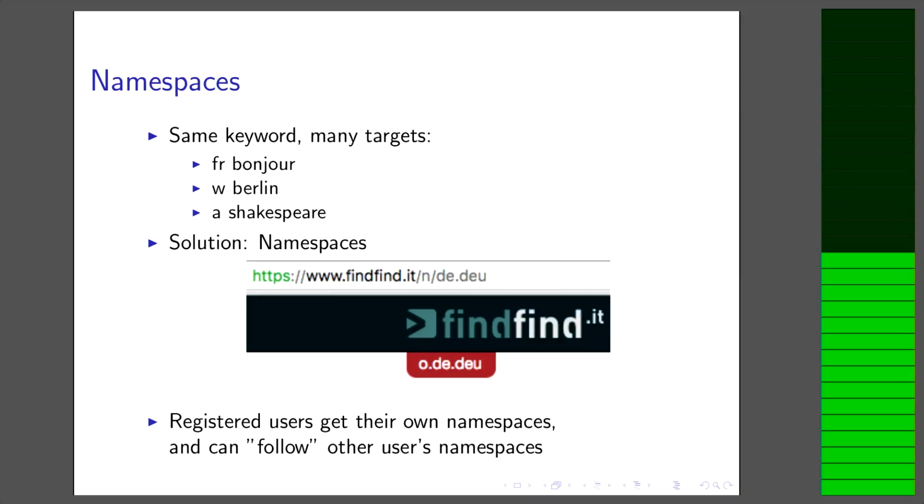Registered users get their own namespaces, so if you register, you can set up all your keywords in your namespace. And even other users can follow your namespace. A use case for that could be you're at a company, you set up some shortcuts for the company's wiki, and then your colleagues can follow your namespace and can benefit from your constant maintenance of these shortcuts.